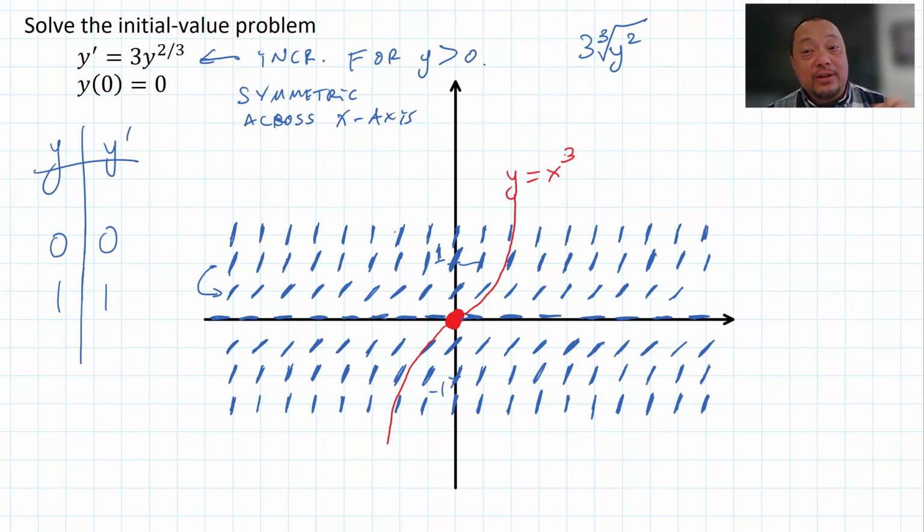But you can also see that it's not the unique solution. There's also the trivial solution right here on the x-axis. That trivial solution is also a solution. So already we see that there's no uniqueness here. And you may say, okay, it's a trivial solution.